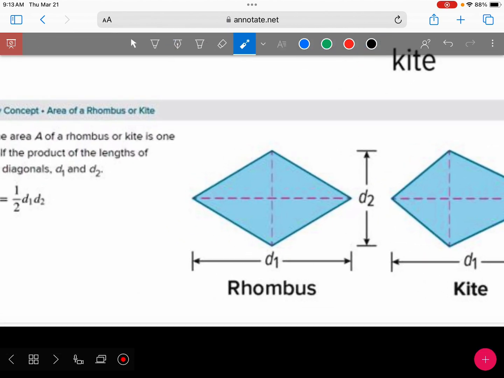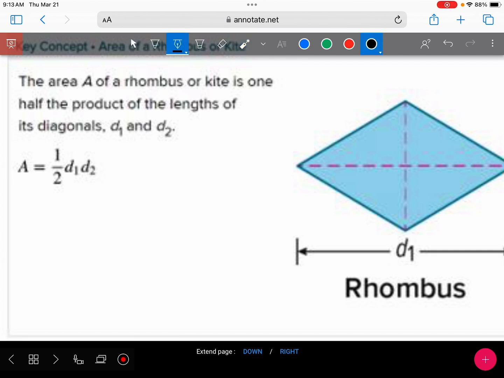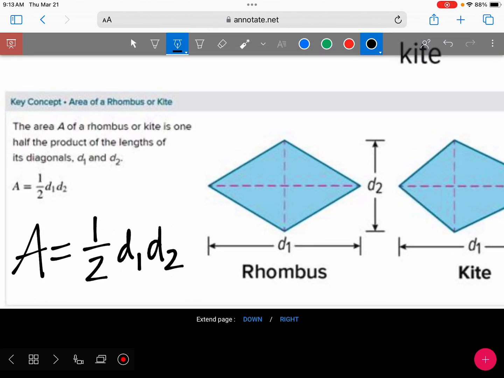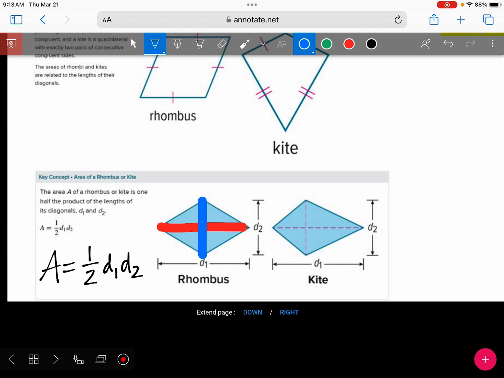But regardless, in order to find the area, and it's kind of small, I'm going to rewrite it bigger. If you want to, you can do the same. But here's your formula for area of a kite or a rhombus. In order to find the area of a kite or a rhombus, you need to know the distance from tip to tip. So you need to know this distance from this part to this part and from this part to this part. You multiply those 2 lengths and divide them by 2. So we go here to here, here to here.